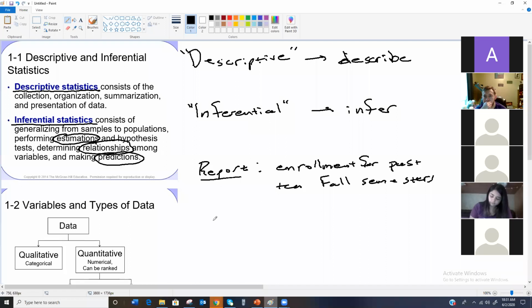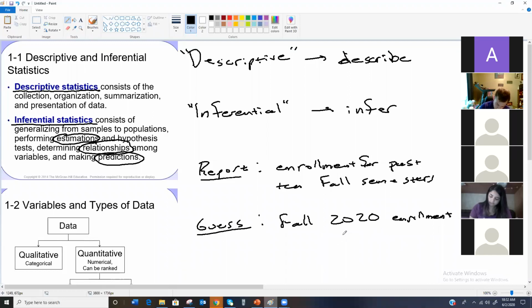So if I just report it, that's descriptive. If I try to guess the fall 2020 enrollment, now I am doing inferential statistics because I'm trying to make a prediction or an estimation or a relationship between what happened the past 10 fall semesters to what's going to happen in the next fall semester. Does anybody have any questions on that?